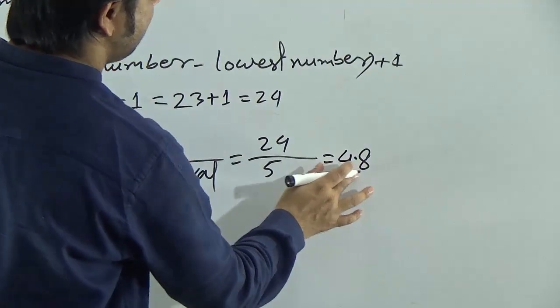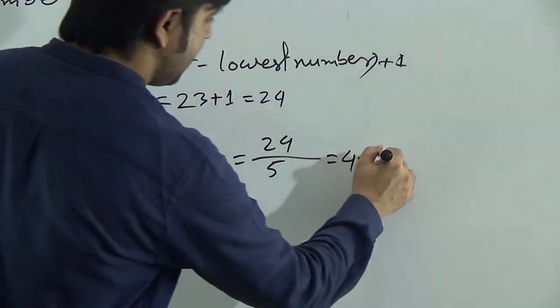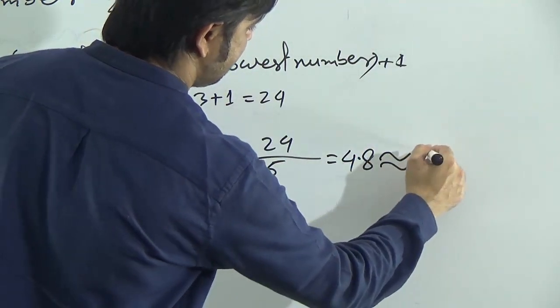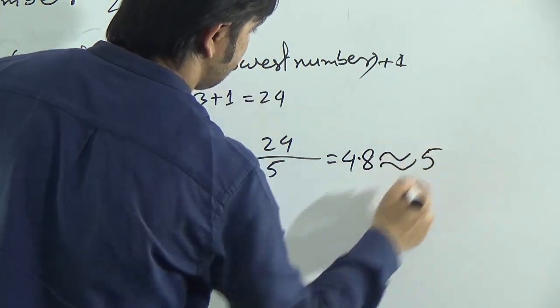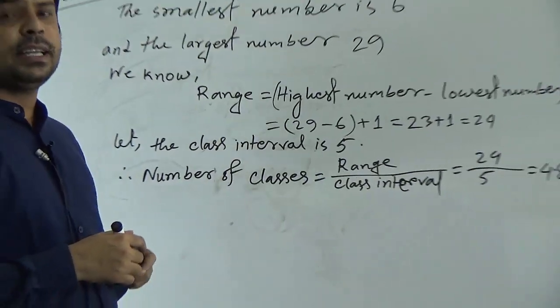Number of classes cannot be a fraction. So we have to take the next whole number. What is the next whole number? Near to this, the next whole number is 5. So we have to arrange the data in 5 classes.